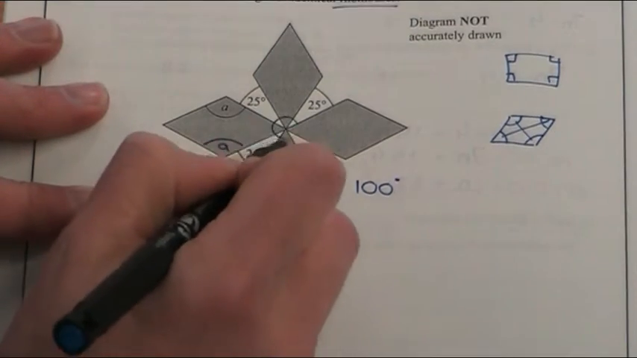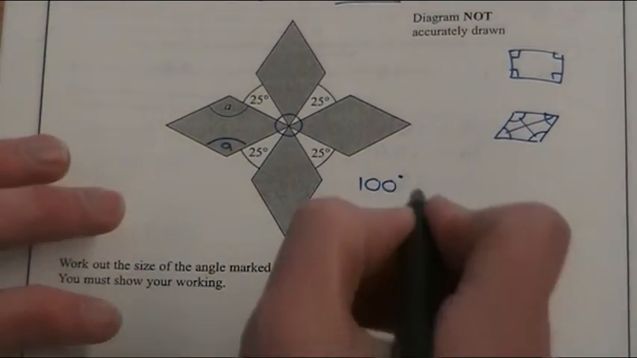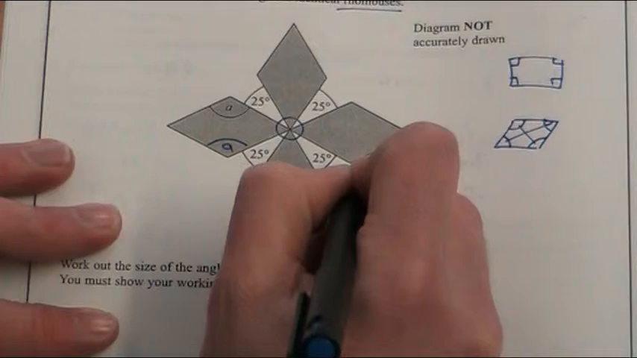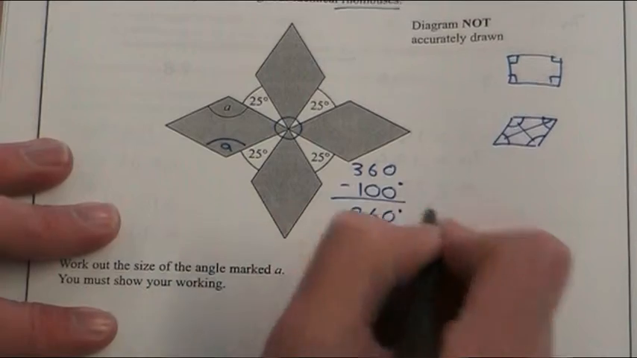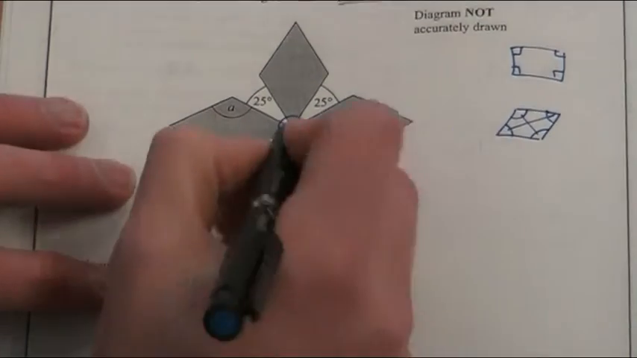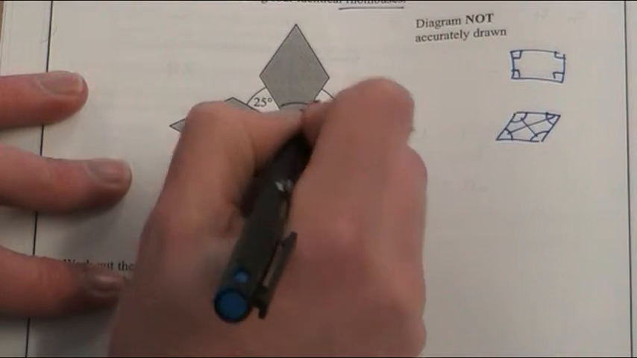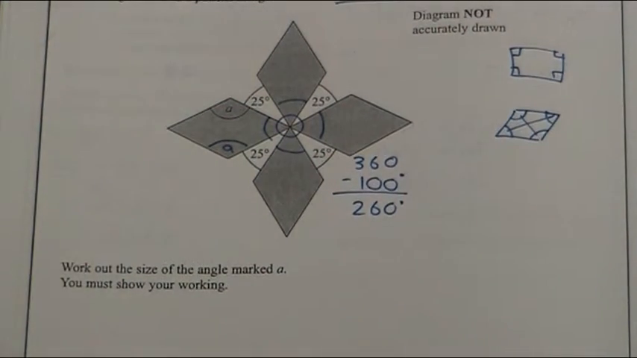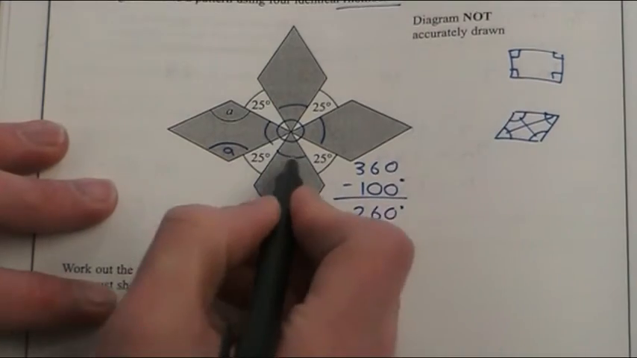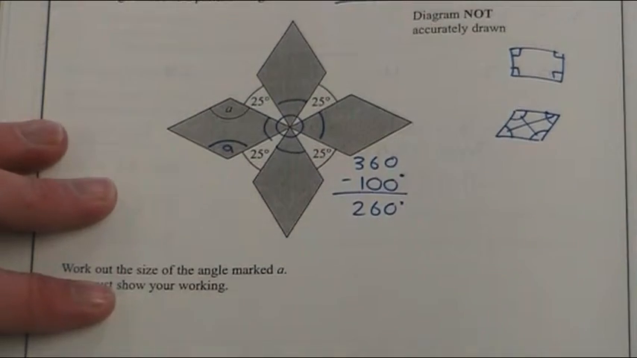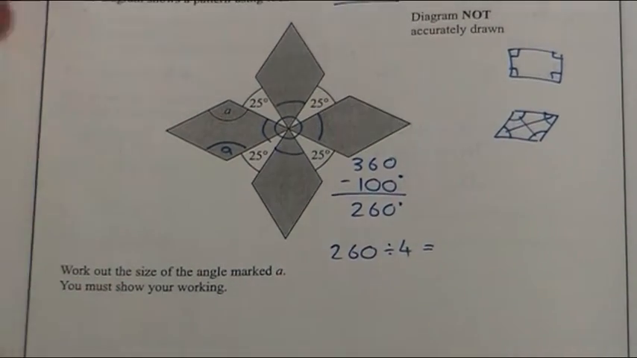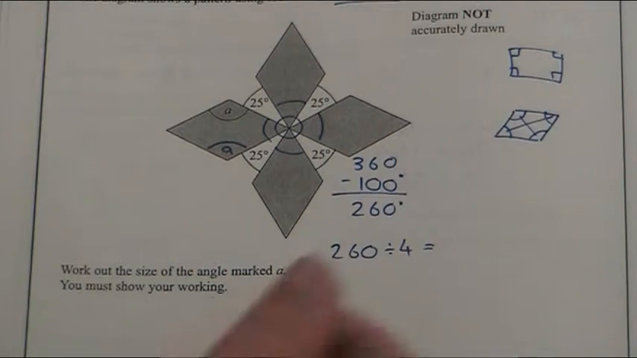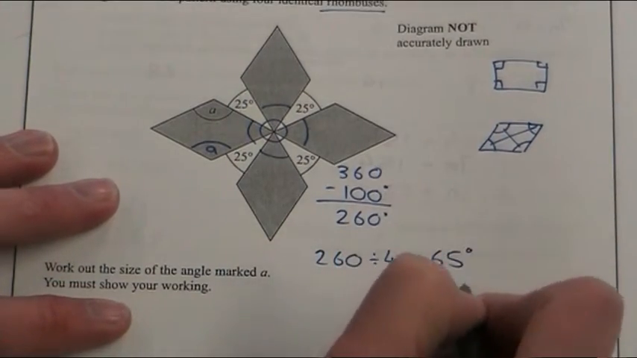Now around this point here is a complete turn, so we know that all of these angles add up to 360. So 360 take away my 100 is 260. What that tells me is this angle plus this one plus this one plus this one must be 260. So there are 4 angles making up this 260, so I've simply got to divide that by 4. You have a calculator, or you could half it and half it again. So that's 65 degrees a pop.